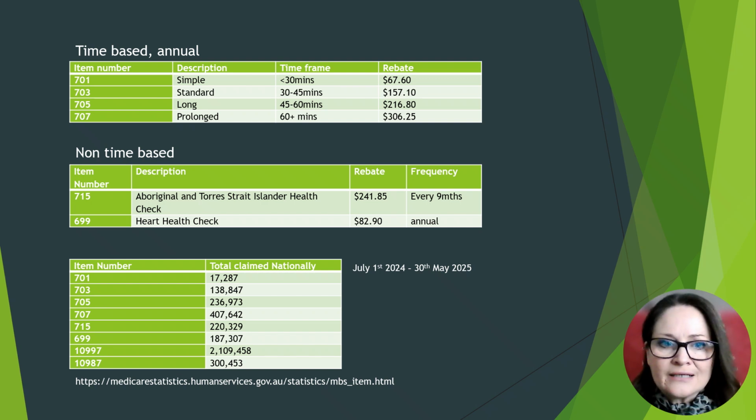Incidentally, I also added in the claiming for 10997, so our nurse item numbers, and our 10987s. If you've watched my previous video on the care planning information, I did include a little conversation there about the number of times that we claim rebates for plans and for doing reviews of care plans, which was nowhere near enough. But also the nursing is comparatively low in how much we're claiming for that.